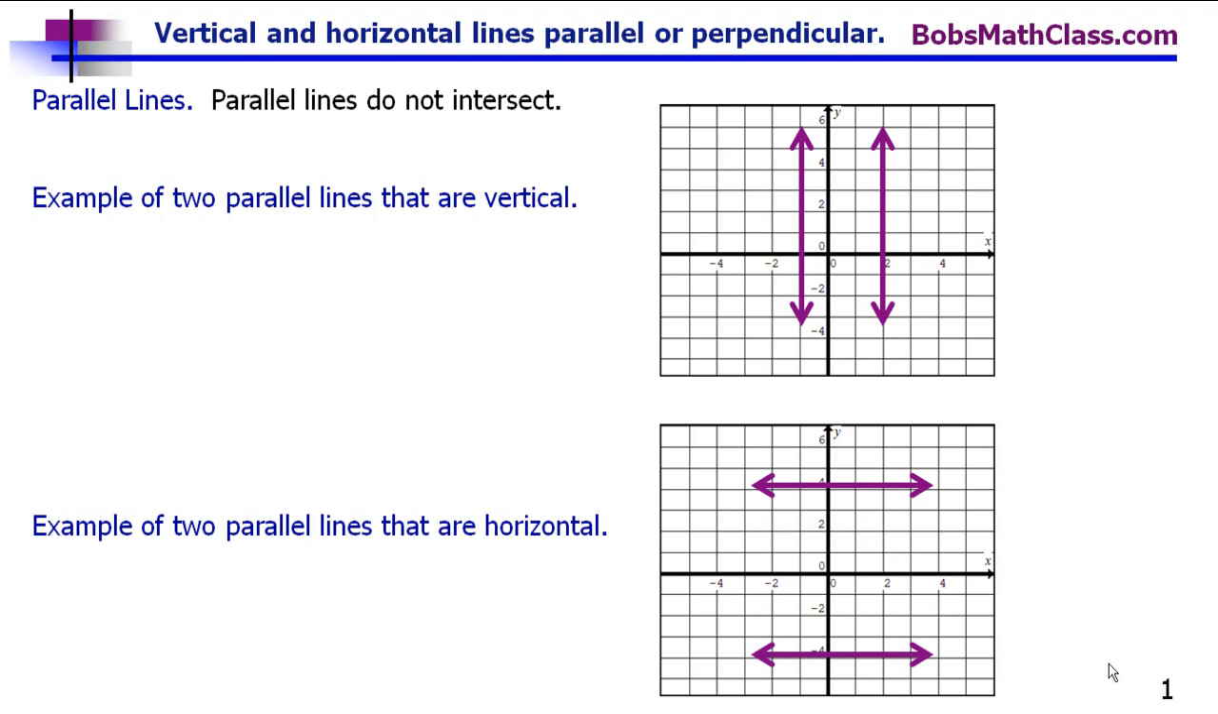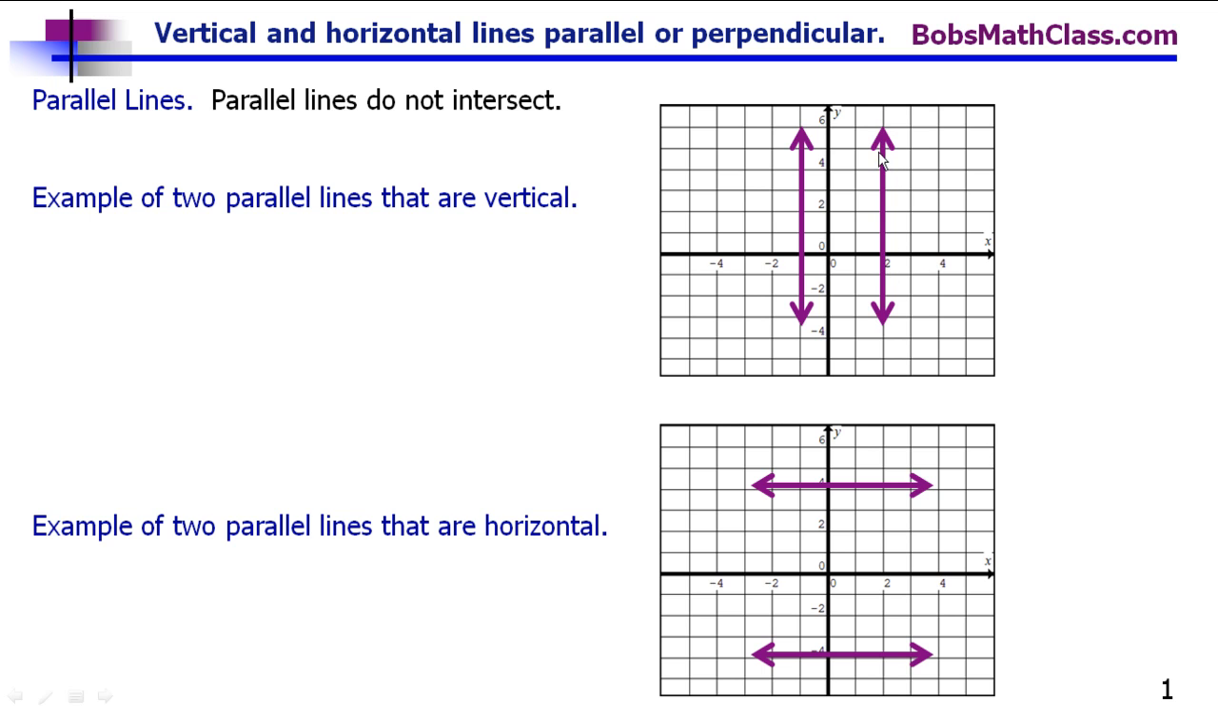Okay, this lesson is on vertical and horizontal lines that are parallel or perpendicular. Let's talk about parallel and perpendicular first. Parallel lines. Parallel lines are lines that do not intersect. Here's an example of two parallel lines.